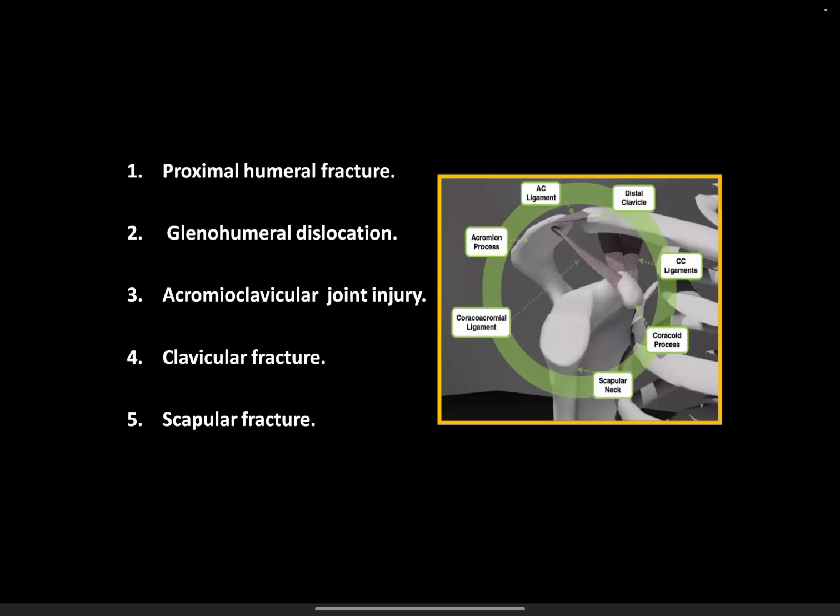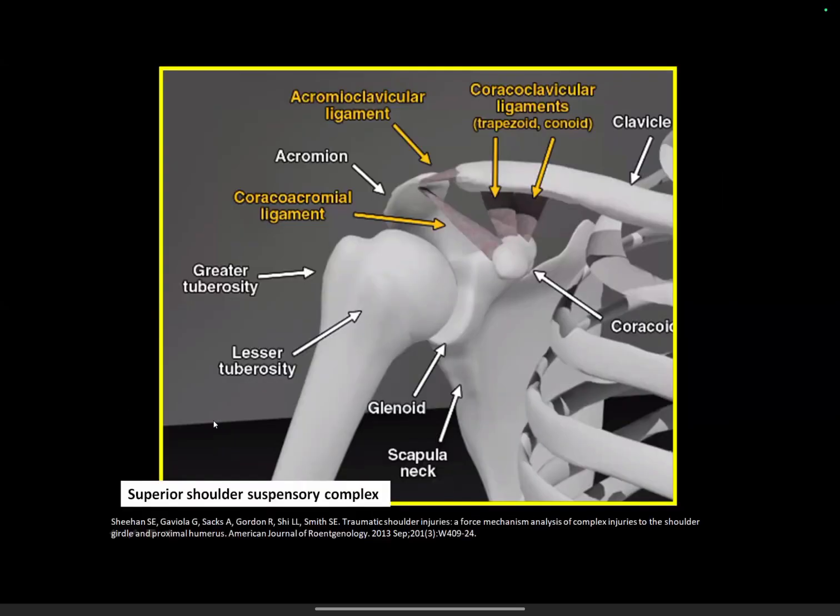Now, this talk is basically divided over two lectures. In the first set, we'll talk about proximal humeral fractures and the glenohumeral dislocation, whereas in the next month, we'll be talking about the acromioclavicular injuries, as well as the scapular fractures.